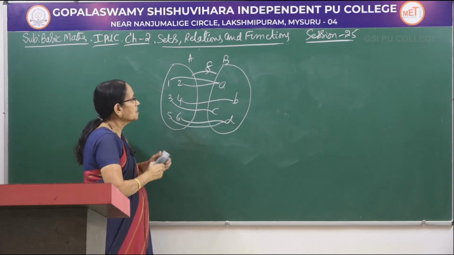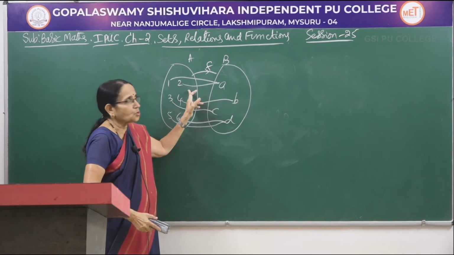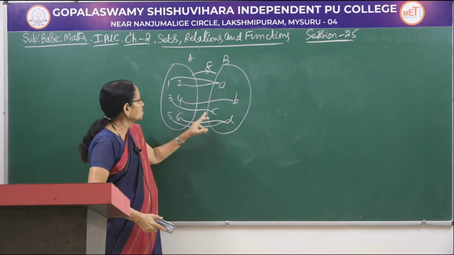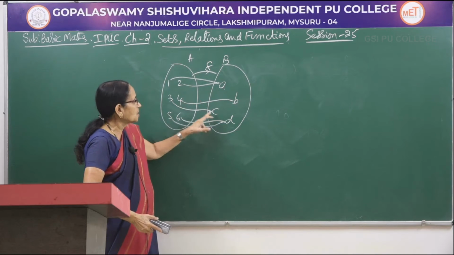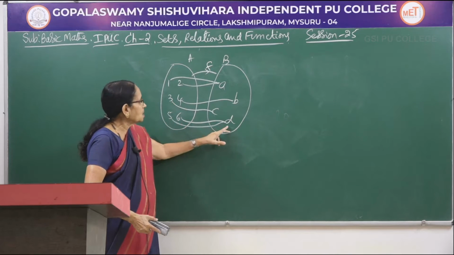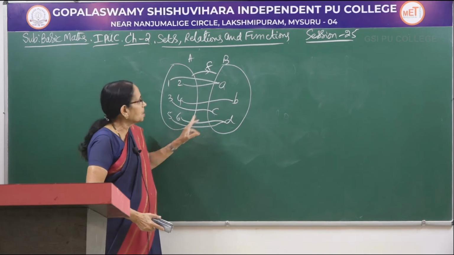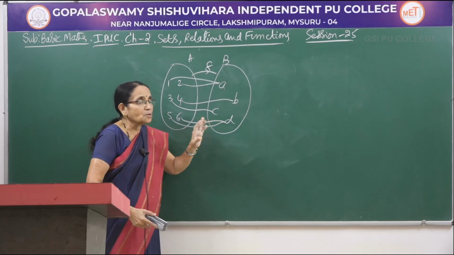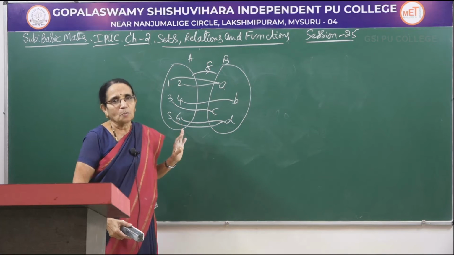What do you observe here? A is the image of these two, B is the image of these two, B is the image of 4, C is the image of 3, and D is the image of both 5 and 6. You observe no element is left out in the codomain.